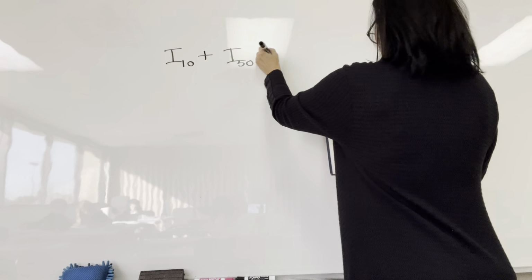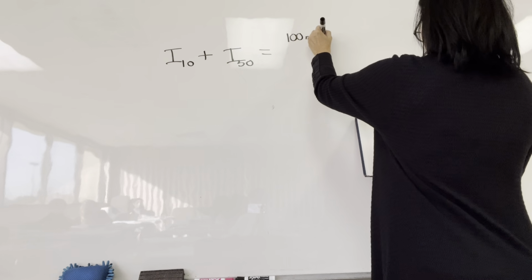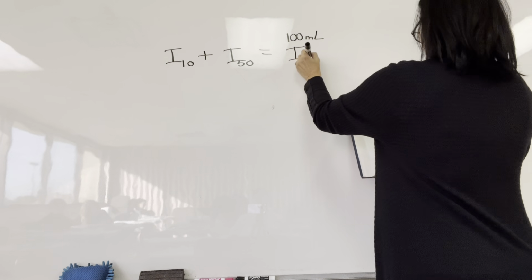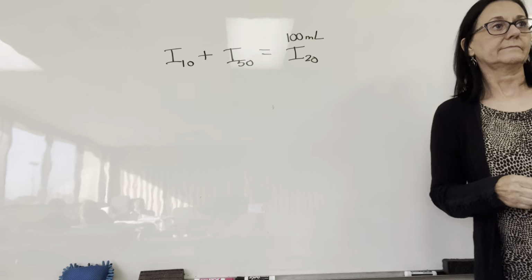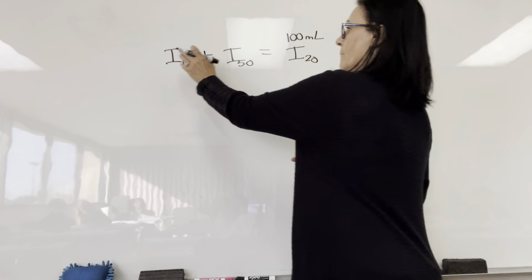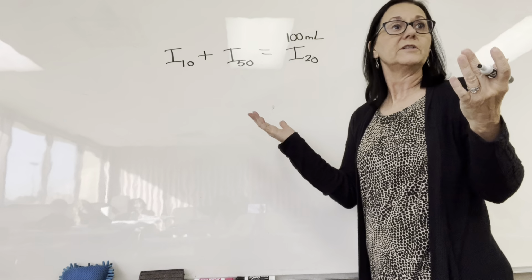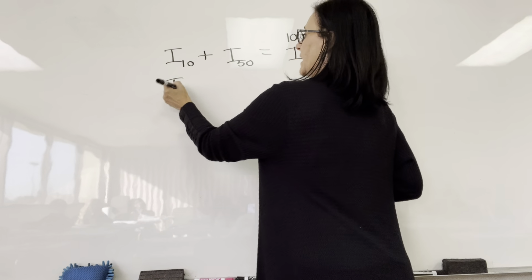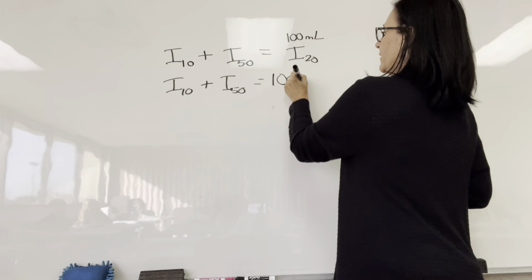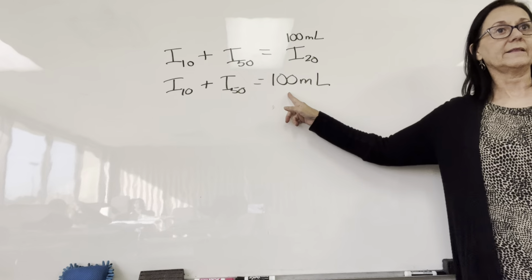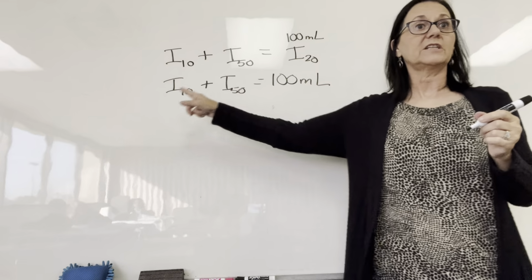So he's going to use some of each so that he gets 100 milliliters of iodine 20. So how much of iodine 20 do I have? 100 milliliters. Part of that's going to come from the iodine 10. The other part's going to come from the iodine 50. I don't know how much of each I'm going to use. So I'm going to say the iodine 10 plus the iodine 50. I'm going to end up with 100 milliliters when I combine them. So now we're going to figure out how much of each the druggist needs.